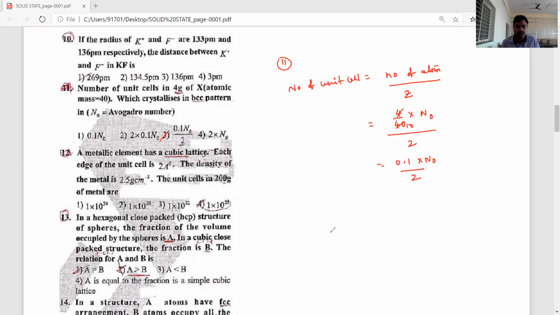In the same way, let's see the 12th question. A metallic element has a cubic lattice, and the edge length of the unit cell is 2 angstroms. They ask for the density. Cubic means simple cubic crystal. Then Z is equal to 1 and a is equal to 2 angstroms. 2 angstroms is nothing but 2 into 10 to the power of minus 8 centimeters. And the density is given, and the unit cells present in 200 grams of a metallic element existing in a cubic crystal.